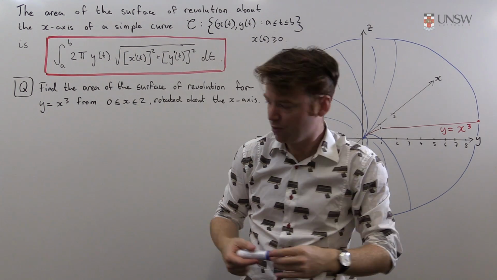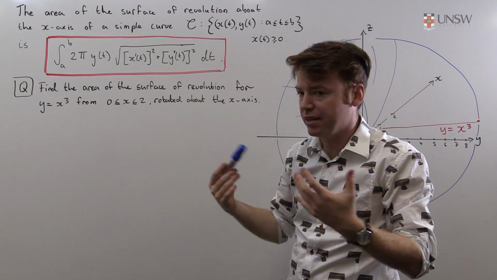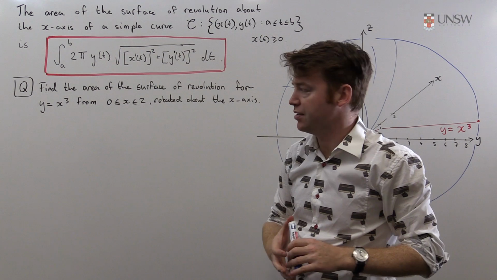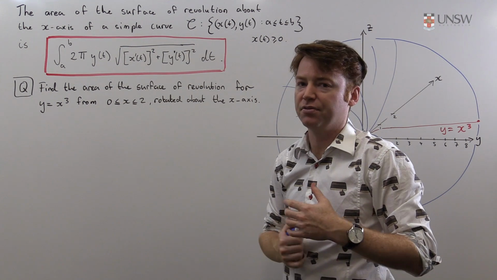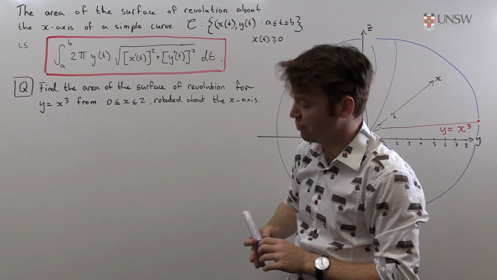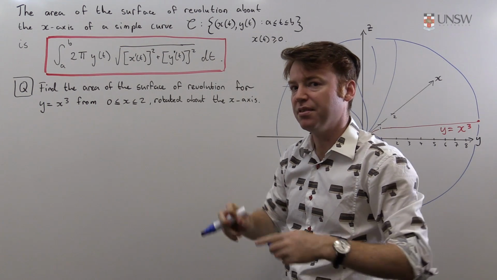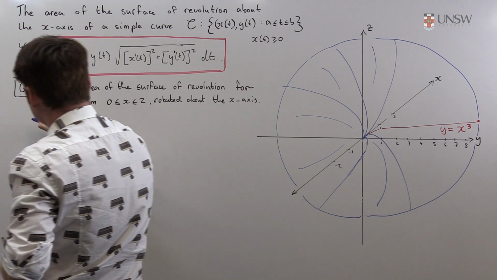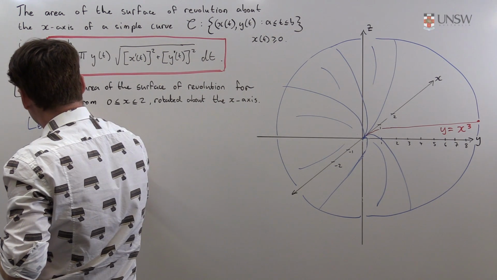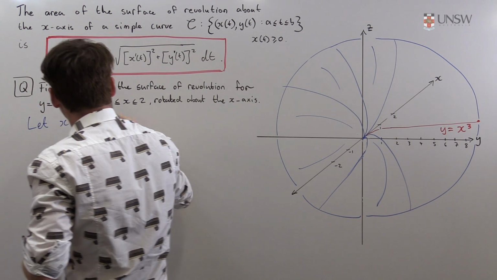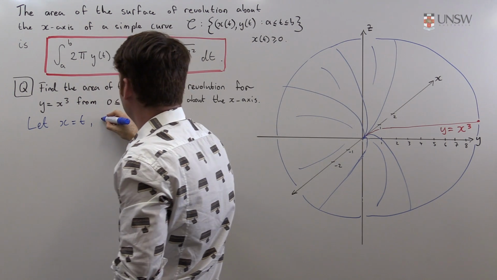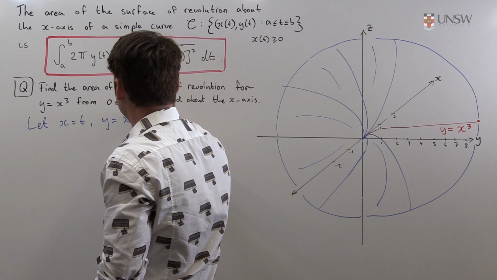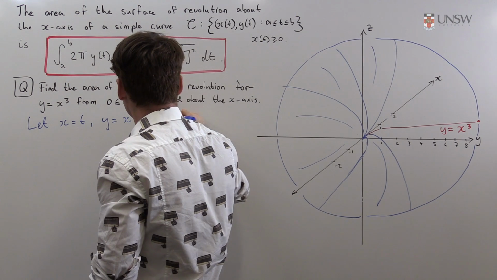Good. So if we can invoke this formula, the only thing remaining is to parameterize this curve. And there are lots of parameterizations. You can choose your favorite. My favorite, and perhaps the simplest parameterization, is just to let x equal t. Then y, which was equal to x cubed, is just t cubed.